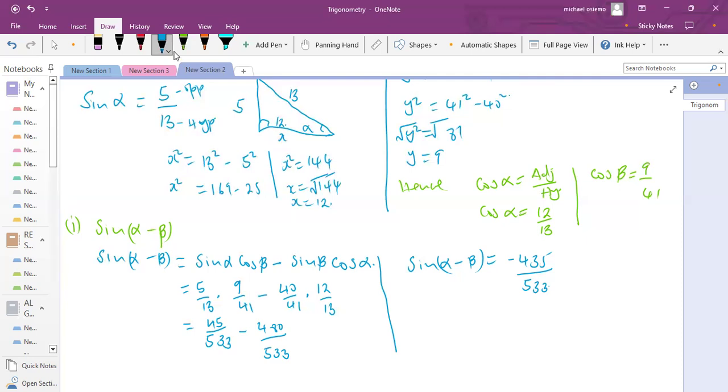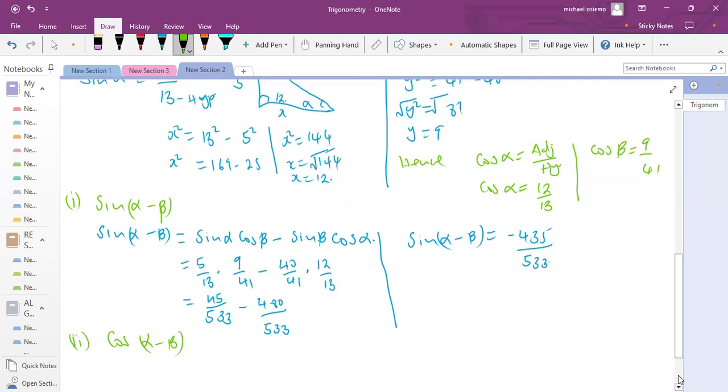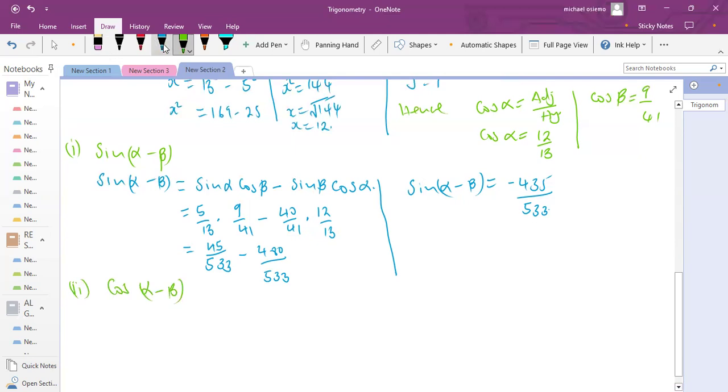So we go to Roman 2. In Roman 2, we have the compound angle for cos. So we have cos(alpha minus beta). For cos(alpha minus beta), we also need again to expand. We have cos(alpha minus beta) is equal to cos alpha cos beta plus sine alpha sine beta. So again, we have all of them. So we need to substitute.